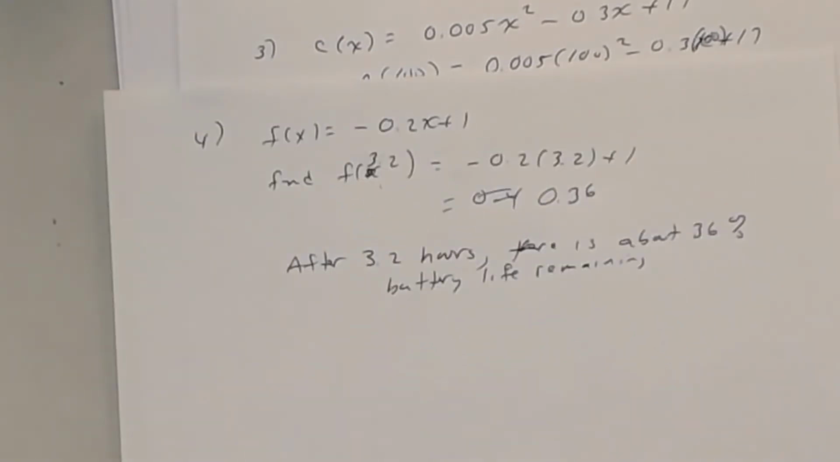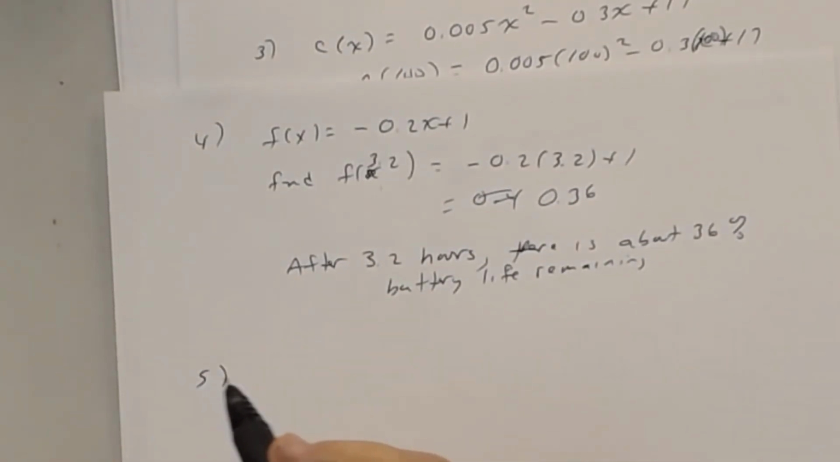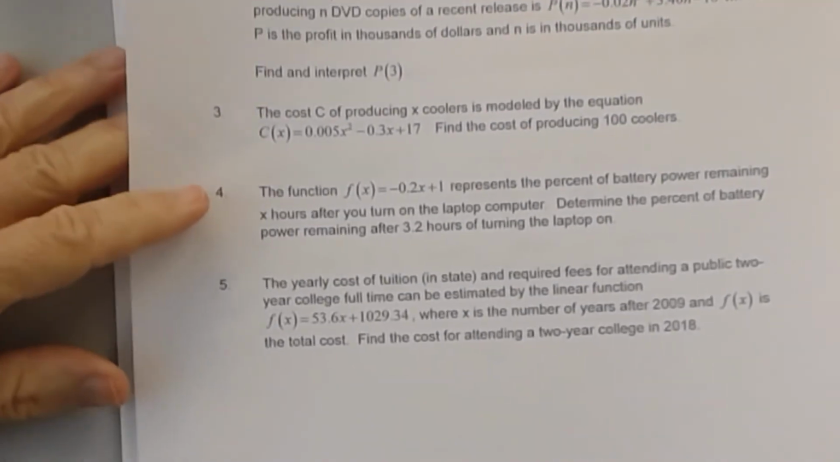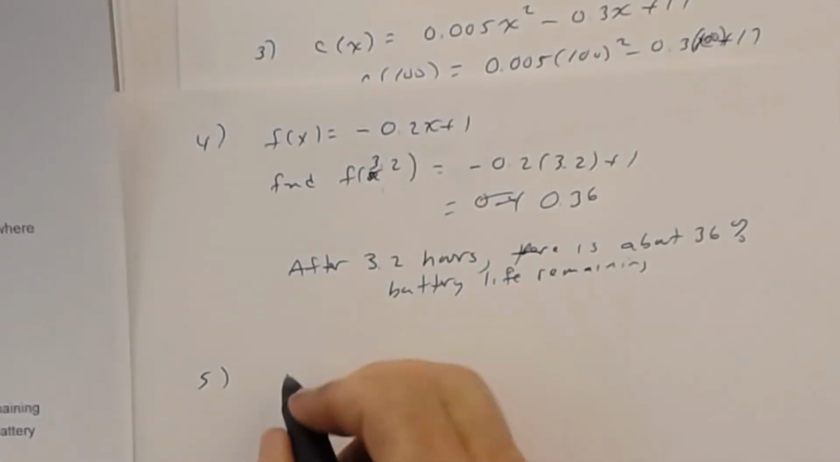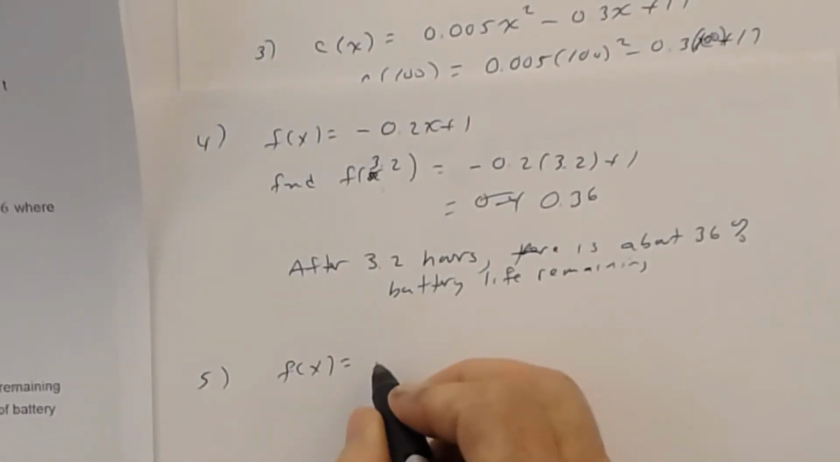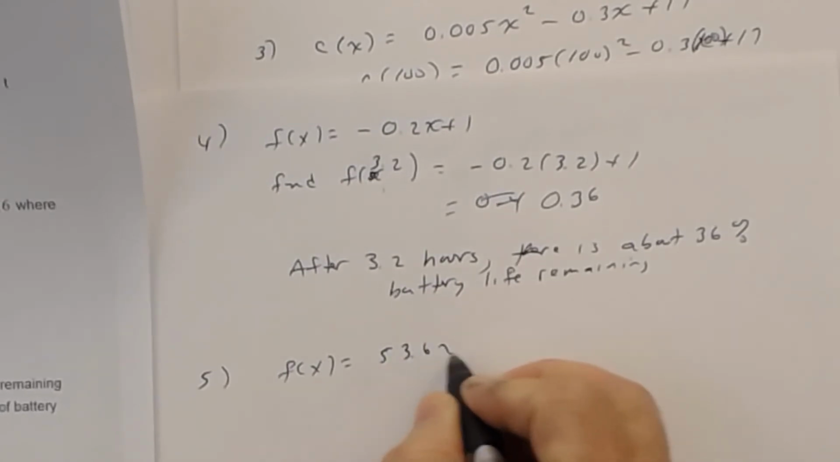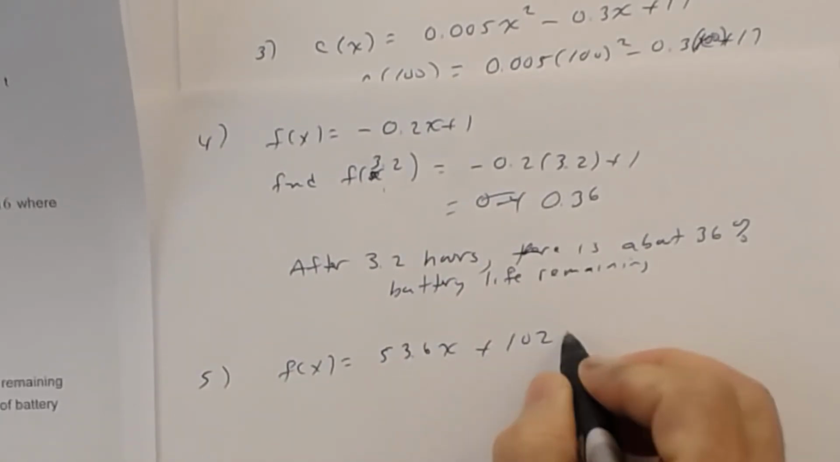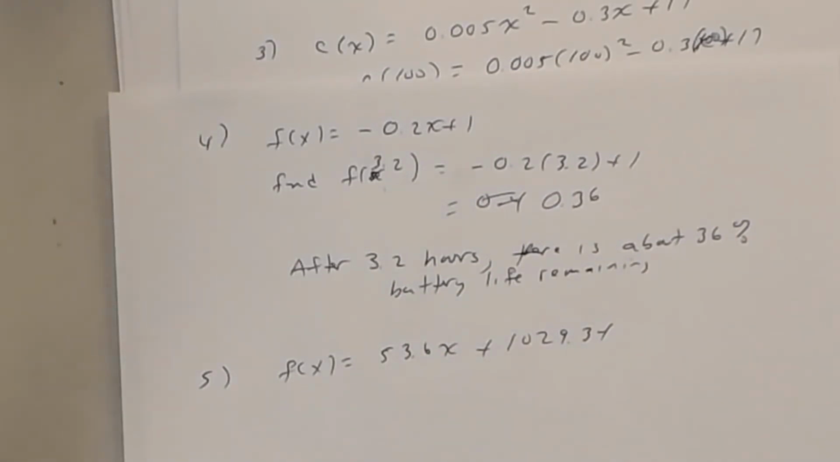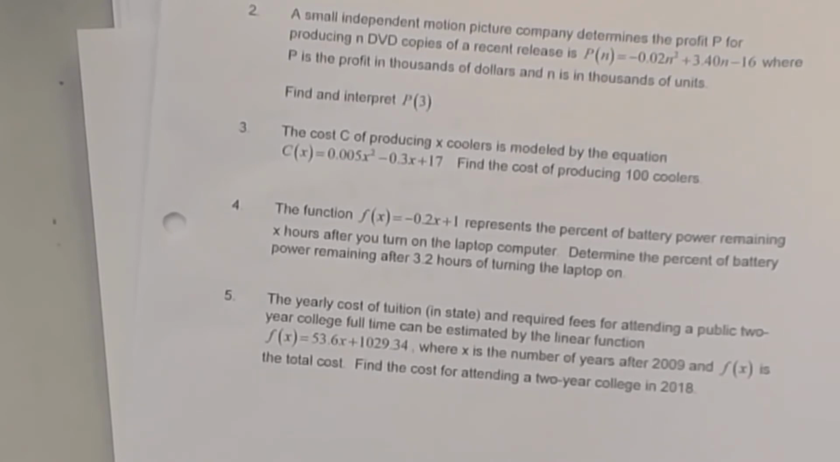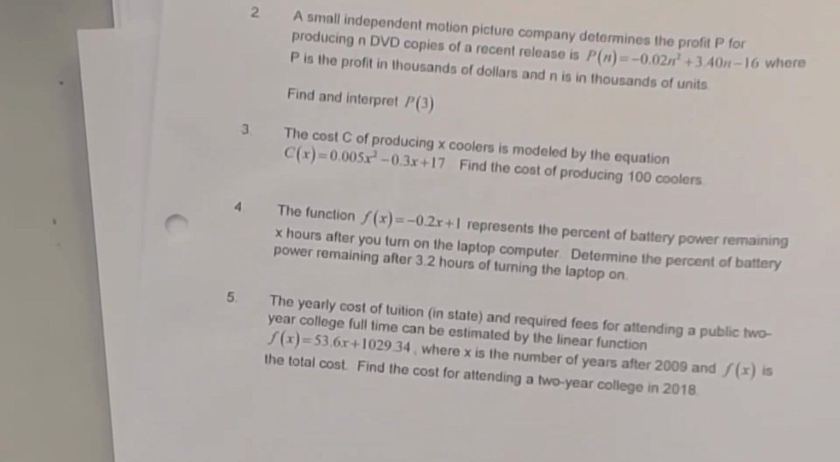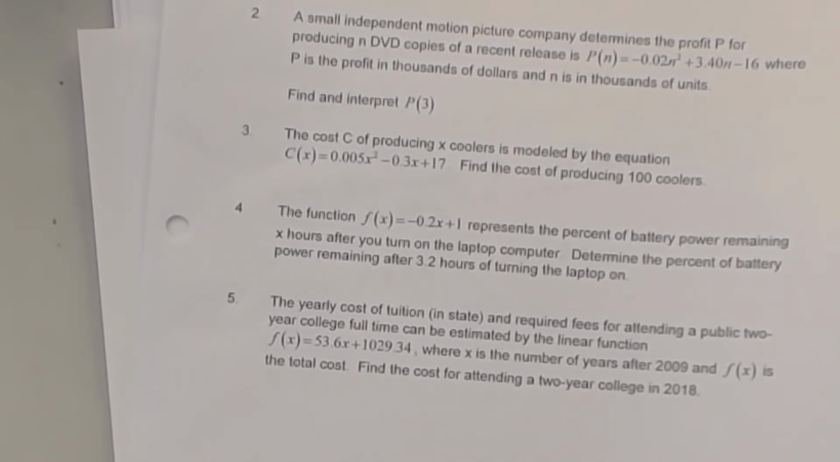And then finally, number 5. The yearly cost of tuition and required fees for attending a public 2-year college full-time can be estimated by this linear equation. So we'll go ahead and write the linear equation. It is f of x equals 53.6x plus 1029.34, where x is the number of years after 2009, and f of x is the total cost.